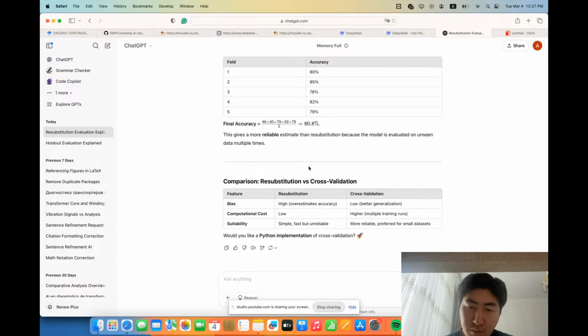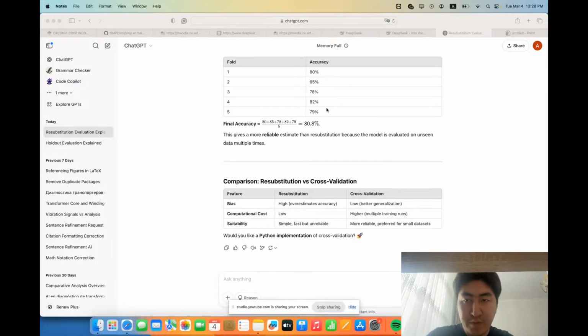Resubstitution is not unreliable, but less reliable. Cross validation is more reliable, preferred for small data sets. So this is what we know about this one.